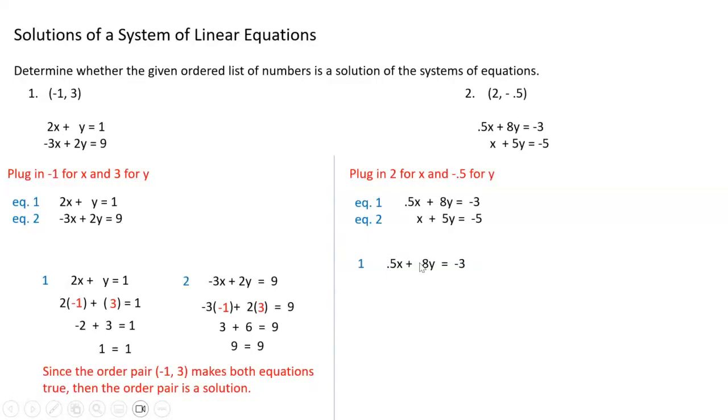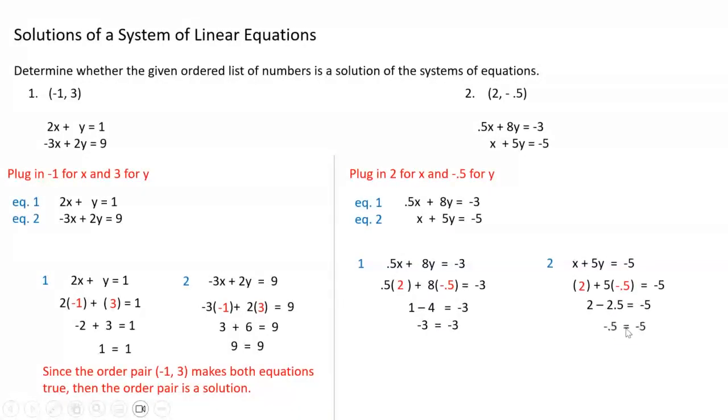So again, I'm going to go to equation 1. I'm going to plug in 2 for the x and -0.5 for the y. This gives us 1 minus 4, which gives us -3 equals -3. So this is true, right? Then I go to equation number 2, and I repeat: I'm going to plug in the 2 for the x and the -0.5 for the y.